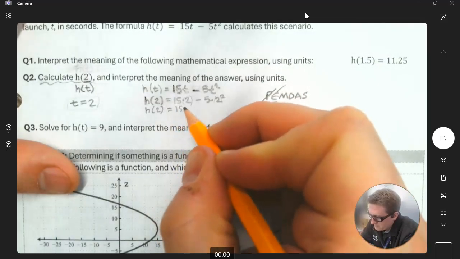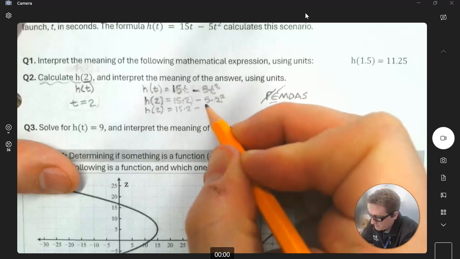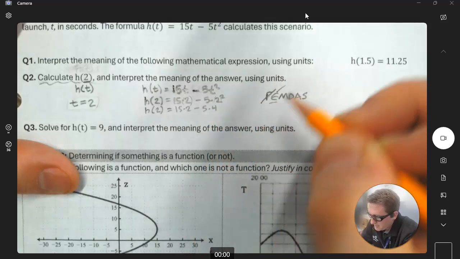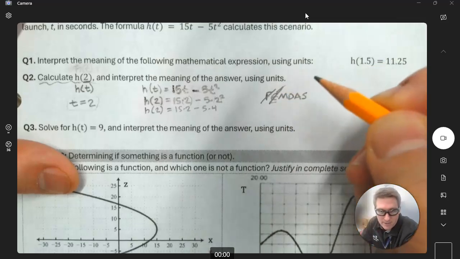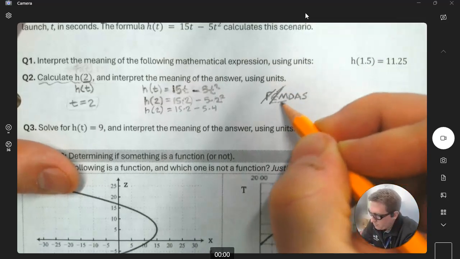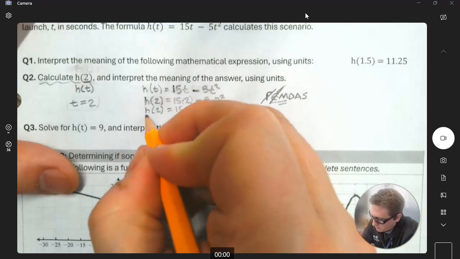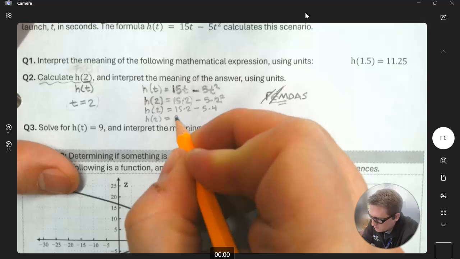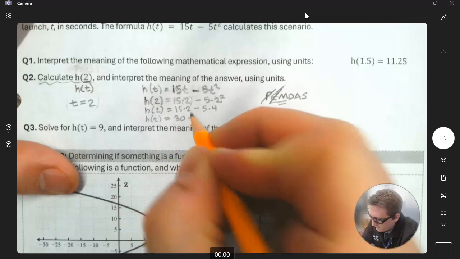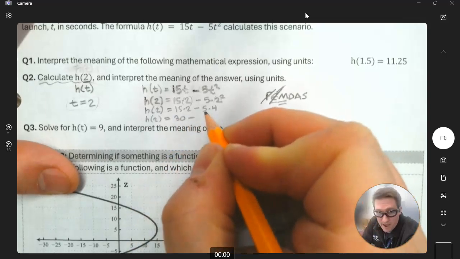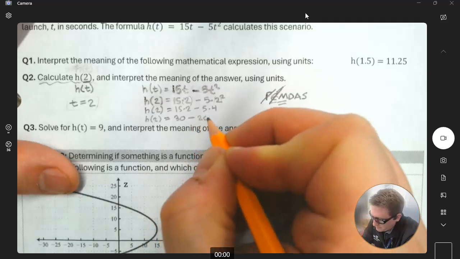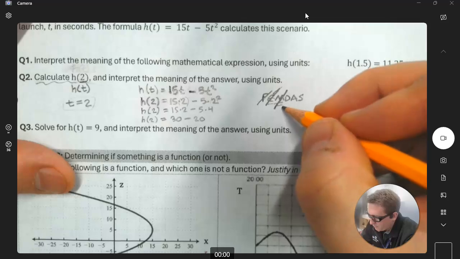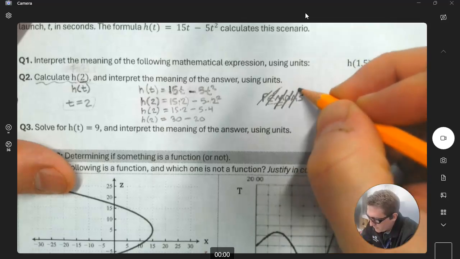So I have 15 times 2. I didn't do that yet. 5 times 2 squared, which is 4. So as you can see here, I just did the exponent. I do that first. The next thing I need to do are all of the multiplications in the problem. h of 2 equals 15 times 2, which is 30. And then I have a minus sign there. And I need to do 5 times 4, which is 20. So I just did all of the multiplications. There are no divisions. There are no additions.